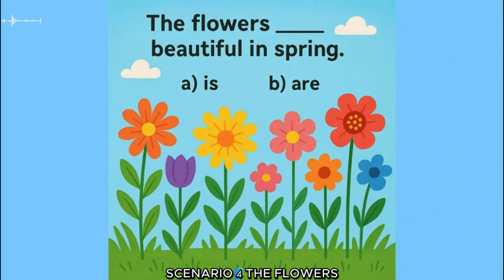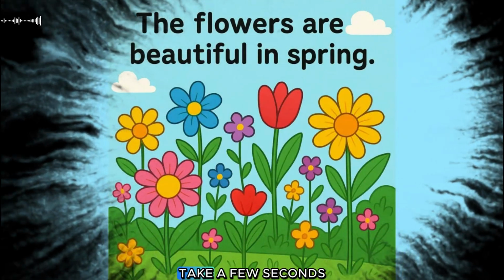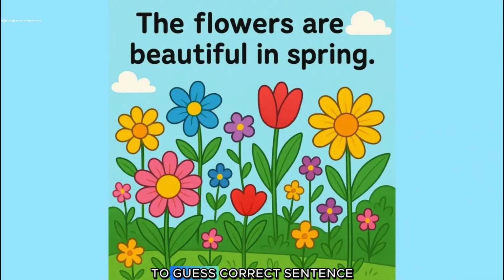Scenario 4. The flowers blank beautiful in spring. A: is, B: are. Take a few seconds to guess. Correct sentence: The flowers are beautiful in spring.